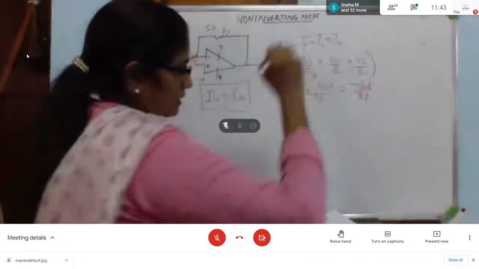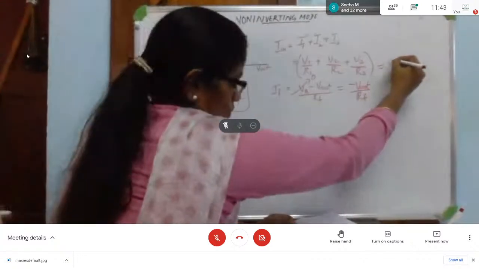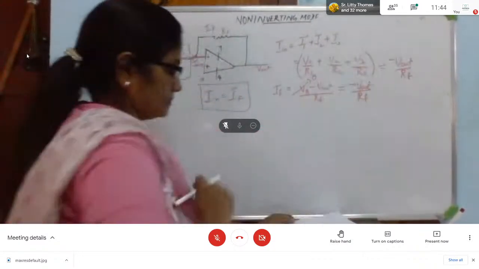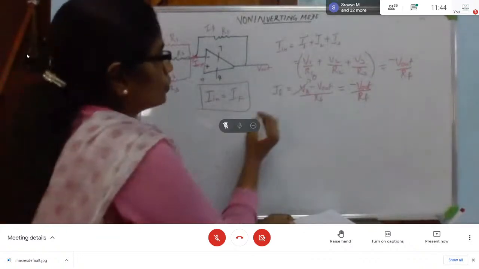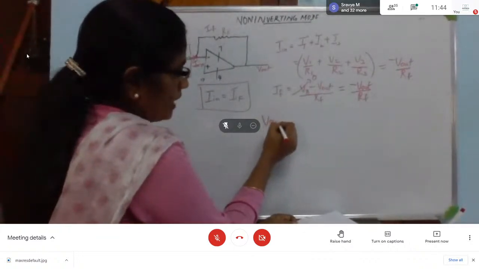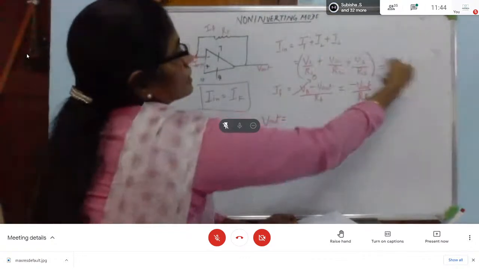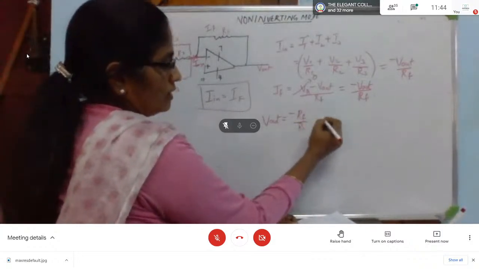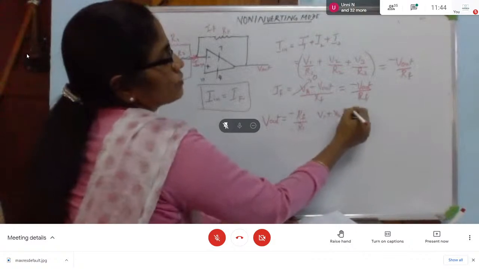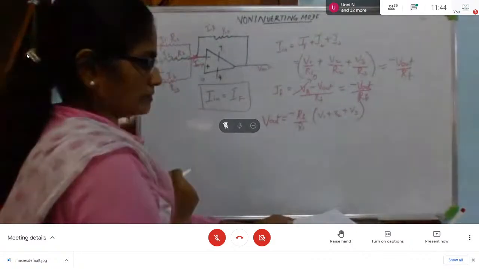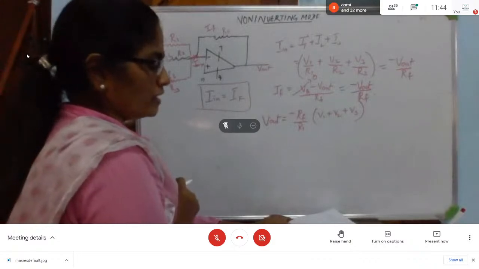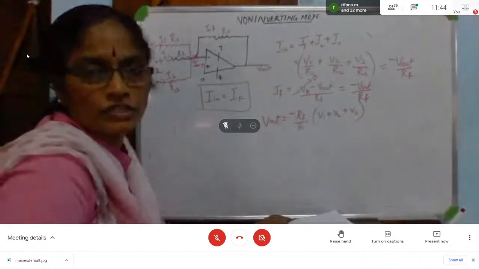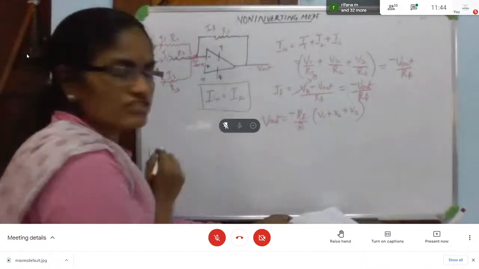Okay. So we will equate this, this is the input current, I will equate it to the feedback current, minus Vout by RF. Equate it. So on rearranging this, you will get Vout is equal to minus RF by R1 times (V1 plus V2 plus V3). Okay, so your output voltage is going to be the sum of input voltages, of course, with a negative sign.